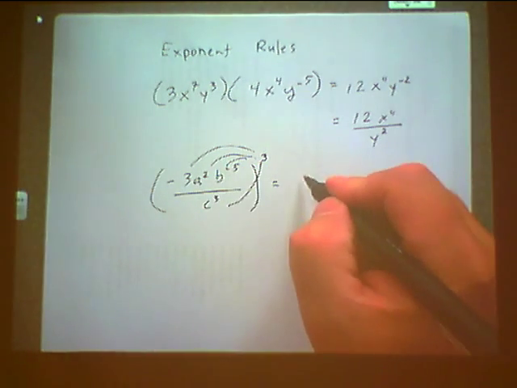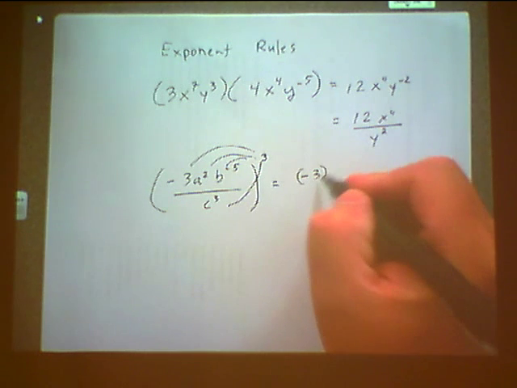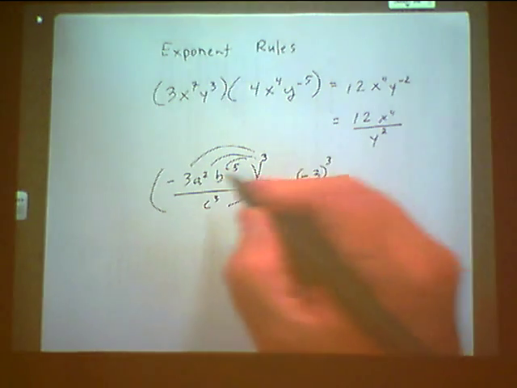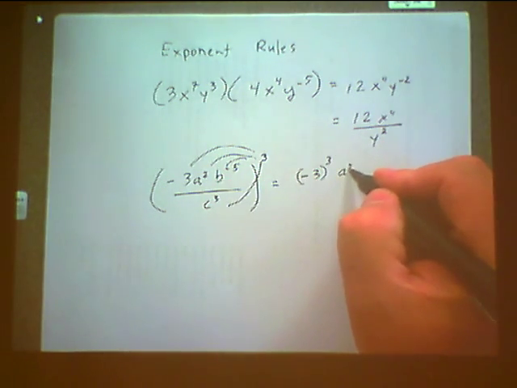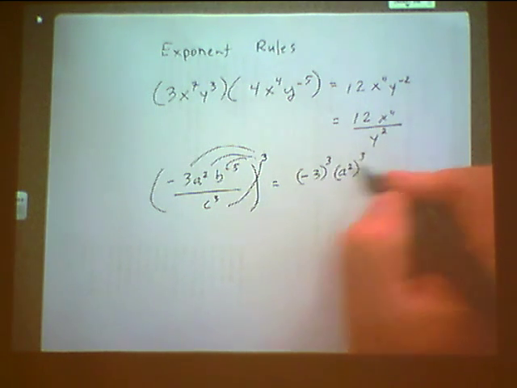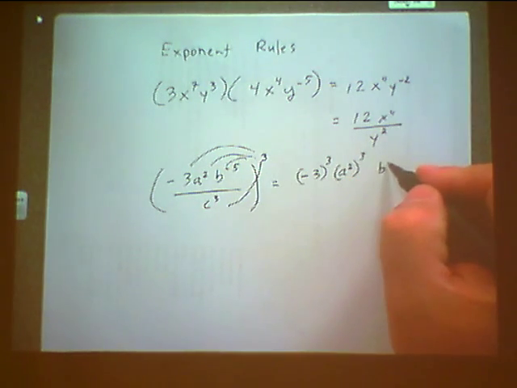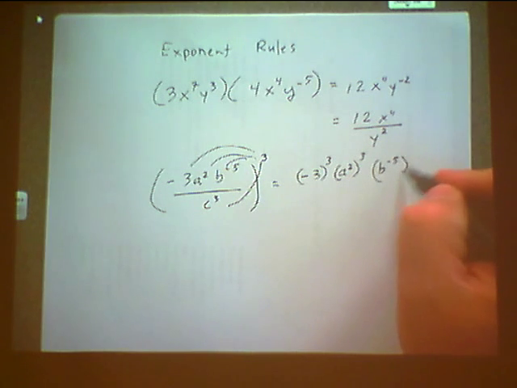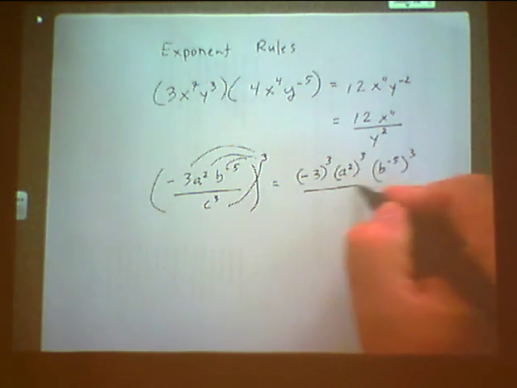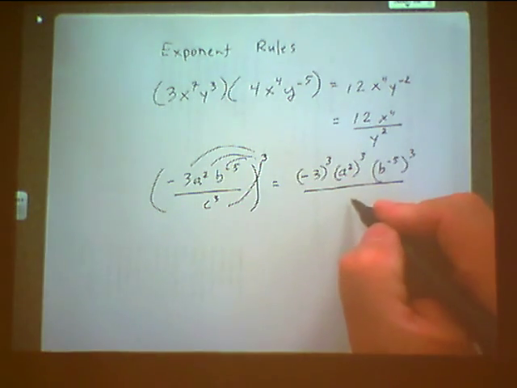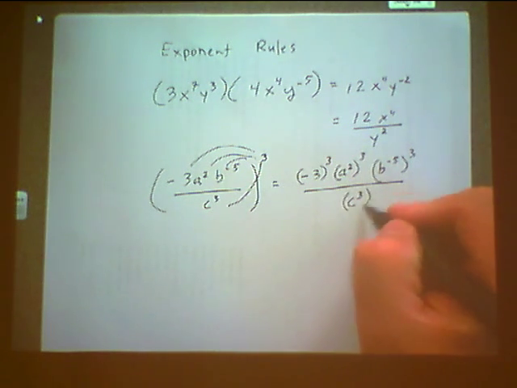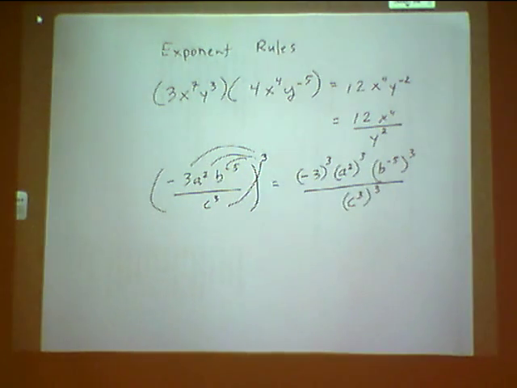So I have the minus 3. The minus 3 gets raised to the 3rd power. The a squared gets raised to the 3rd power. The b to the minus 5th gets raised to the 3rd power. And then in the denominator over here, that c cubed also gets raised to the 3rd power.